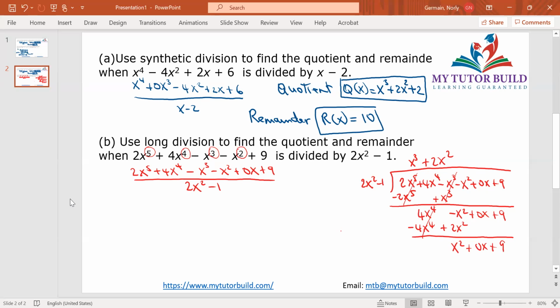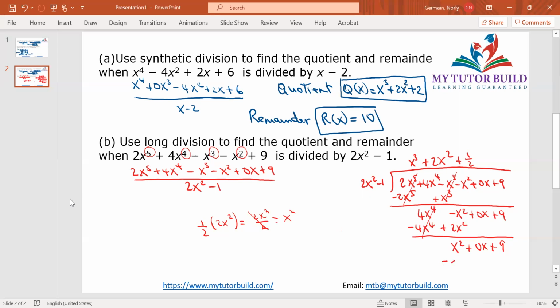So to get x squared, we need to multiply 2x squared by 1/2. Oh, you can also have a fraction. That's fine. So if you do 1/2 times 2x squared, that would be 2x squared over 2. You see, you can simplify and you have x squared left. So 1/2 of 2x squared gives us x squared.